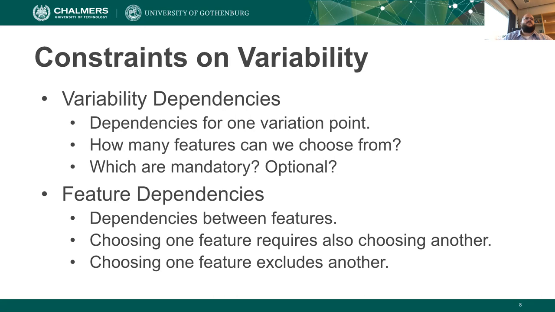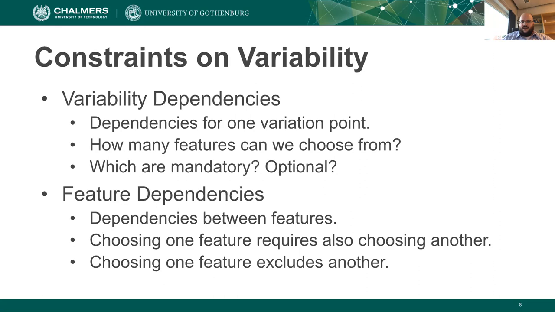So feature dependencies describe dependencies between feature selections, where the selection of one feature may require in another variation point the selection of a particular feature afterwards. Right? Somewhere in this concrete system, choosing one feature at a variation point is going to impose a constraint on another feature selection that we choose.